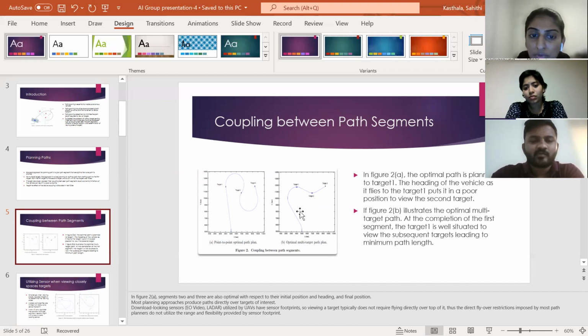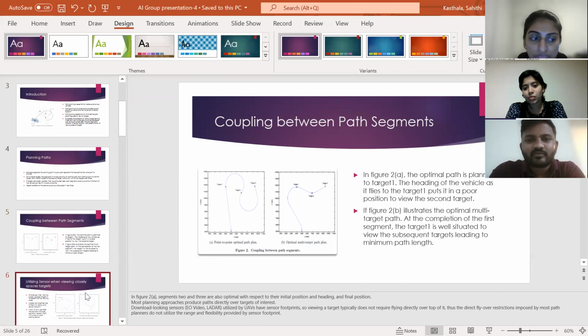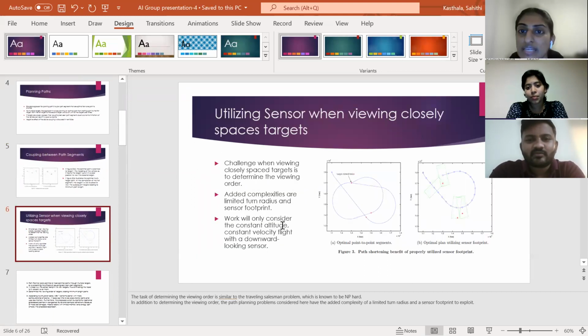Most planning approaches produce paths directly over targets of interest. But we have downward looking sensors, like LiDAR and video, so it utilizes the UAV sensors. Viewing a target typically doesn't require flying on top of it. Directly flying over the targets, as imposed by these planners, does not utilize the range and flexibility provided by the sensory input. So how do we utilize the sensors when viewing closely spaced targets?